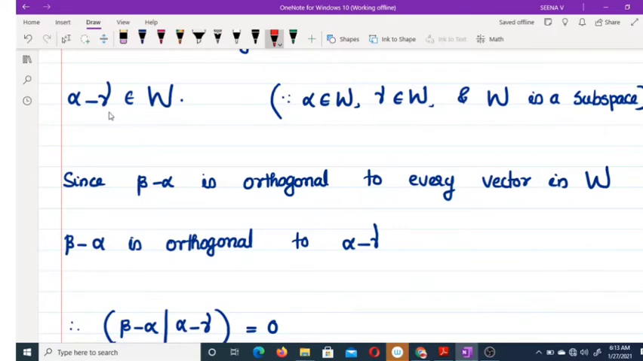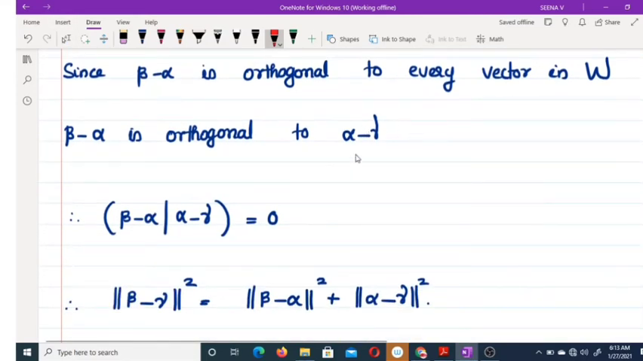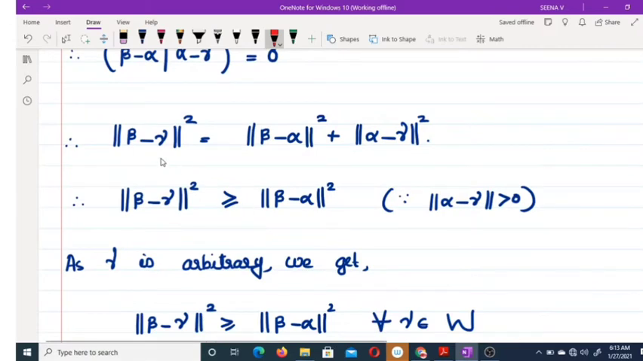Beta minus alpha is orthogonal to every vector, so alpha minus gamma belongs to W. So beta minus alpha is orthogonal to alpha minus gamma. So the inner product of beta minus alpha and alpha minus gamma is equal to 0. So norm of beta minus gamma whole square is equal to this term plus 2 times the real part of this term, which becomes 0. So norm of beta minus alpha square plus norm of alpha minus gamma whole square.